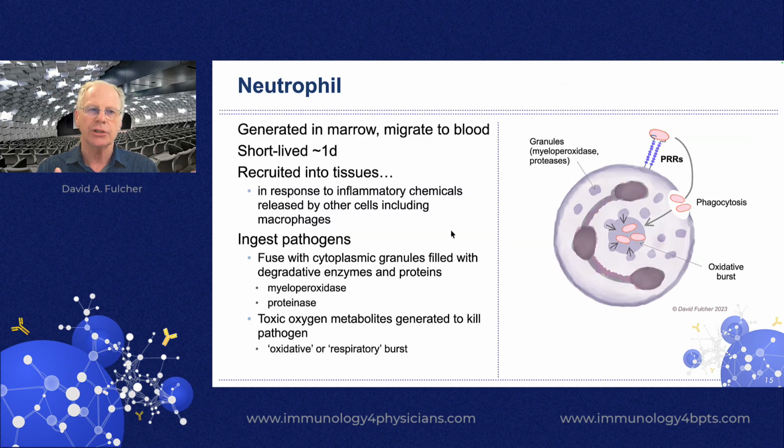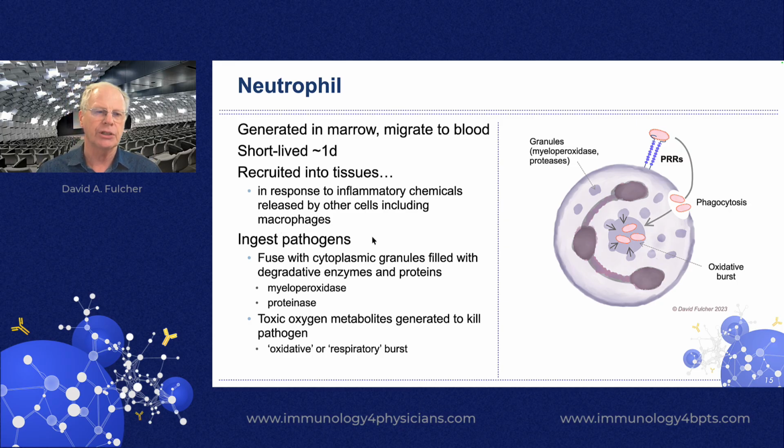Okay, that's macrophages. Neutrophils. Neutrophils are also phagocytes. They're generated in the marrow continuously. They migrate to blood. They only last a day or so, so they're rapidly renewed, and they move into tissues in response to any of these inflammatory mediators that happen to be released by things like macrophages or other mediators of acute inflammation.